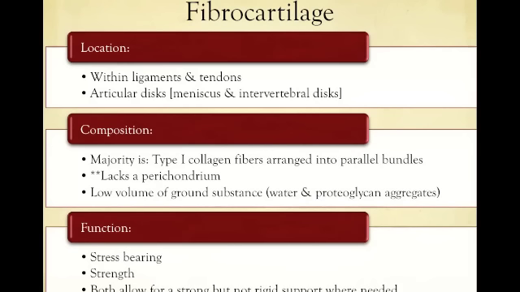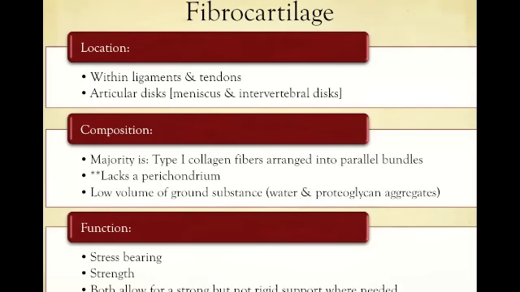Fibrocartilage is the only type of cartilage that does not have a perichondrium surrounding it. It's composed mostly of type 1 collagen, which is also different than the other two types. And these type 1 collagen fibers are arranged into bundles, and the bundles run oriented parallel to each other.